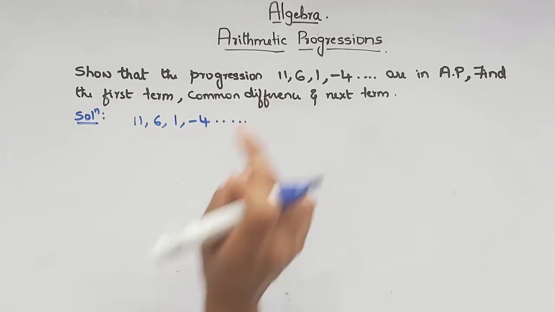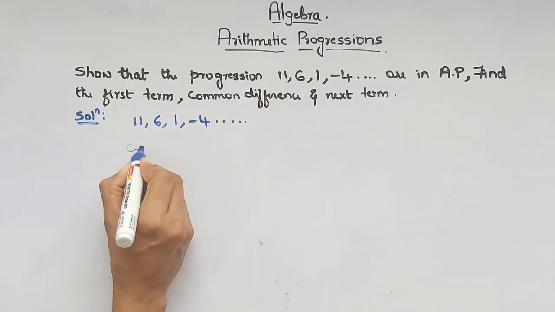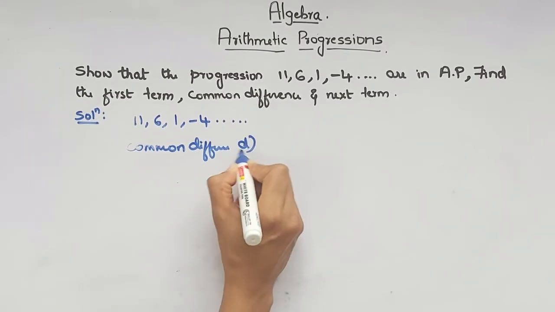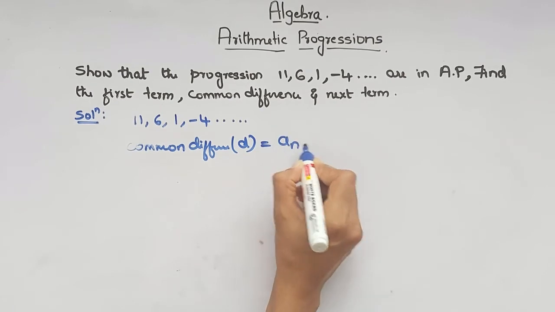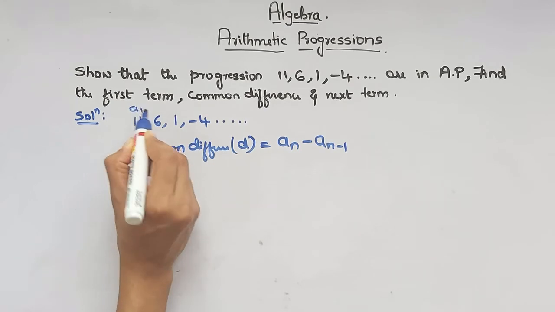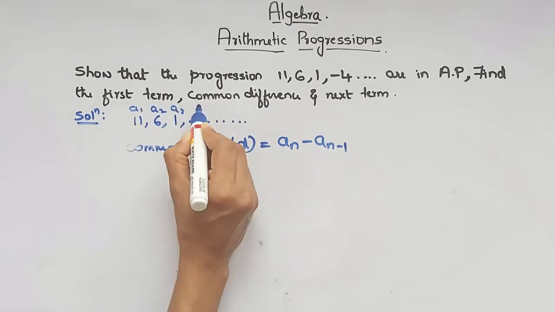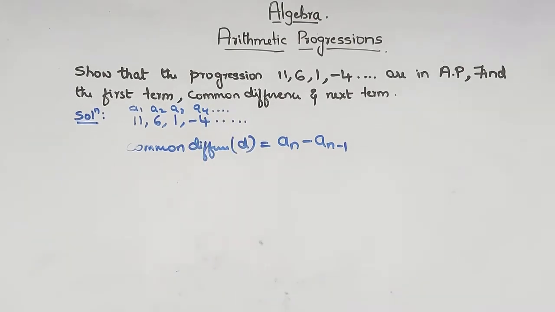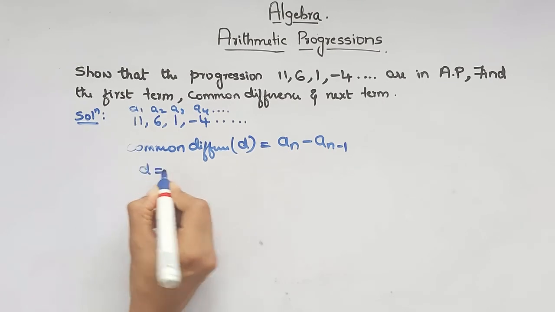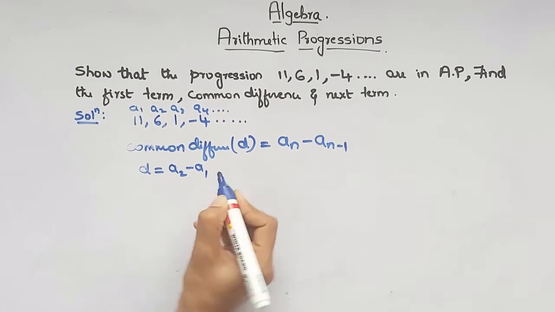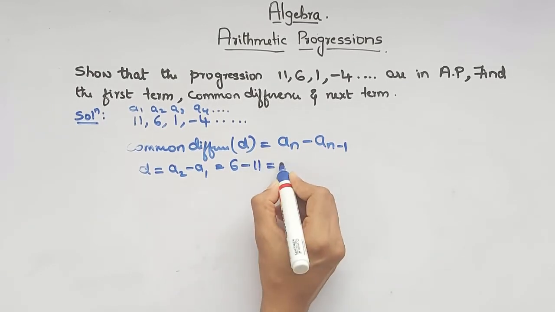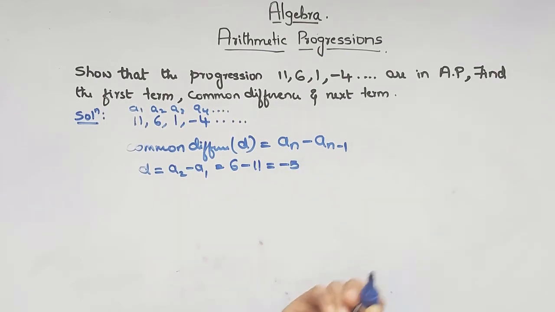So first let's see the common difference. D is given by an minus a of n minus 1, right? So in this case 11 is a1, then a2, a3, a4 and so on, right? So now let's find the common difference between a1 and a2. So common difference d is equal to a2 minus a1, which is 6 minus 11, which will give you minus 5, right?